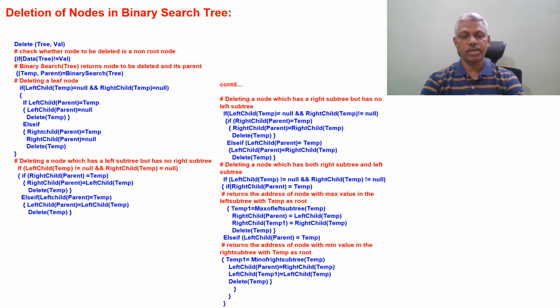So I give it to temp1, and then left child of parent is equal to right child of temp. So whatever child is there for temp, that has to be attached as the left child of the parent, and left child of temp1 as left child of temp. The existing left child of temp is attached to the left child of temp1, and then temp can be deleted. So this is a broad algorithm. We'll again analyze this in the subsequent slides.